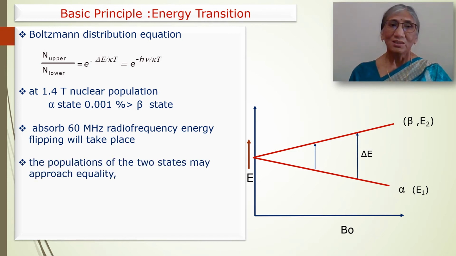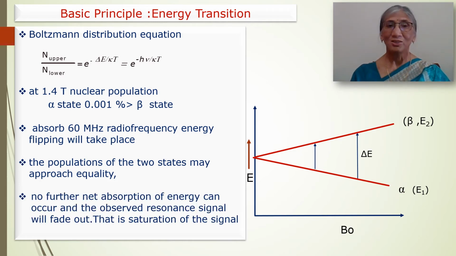There can be a situation when the population in the two states, that is the low energy state and the high energy state, becomes equal, and this is known as the state of saturation. There will be no further absorption of energy and the resonance signal will fade out.